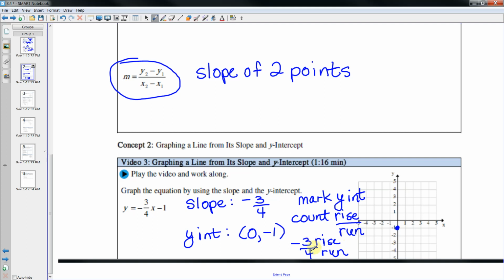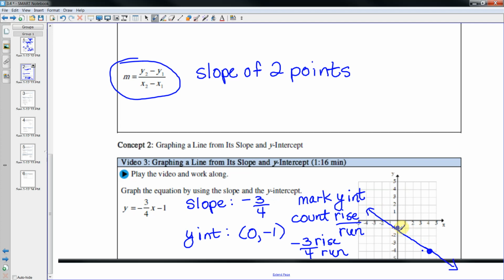So on negative 3/4, this means that if I have a negative, I always put it with the top number. I need to, instead of rising, I'm really going to fall, and I'm going to fall 3 slots down from my y-intercept. So 1, 2, 3. I'm not going to make a mark there. I'm just going to kind of hover above it. And then my slope says to run 4. So run to the right, 1, 2, 3, 4, and make a mark. And then connect those dots. And so there I have my line that I graphed, negative 3/4 x minus 1.